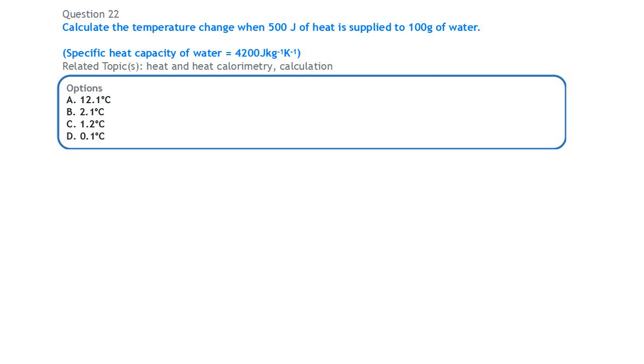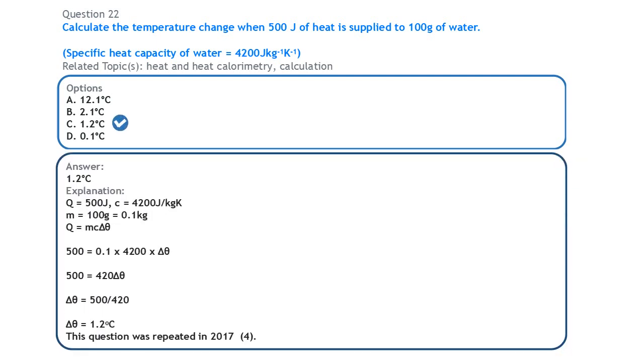Next, on calorimetry: calculate the temperature change when 500 joules of heat is applied to 100 grams of water. We have the specific heat capacity of water as 4200 joules per kilogram per Kelvin. Alright, we say that the quantity of heat supplied is equal to the mass of the body to which it is supplied times its specific heat capacity times the change in its temperature. Now here they gave us that the quantity of heat that is supplied is 500 joules, and the mass of the body is 100 gram. However, if you look at the unit for specific heat capacity, we have joules per kilogram per Kelvin, and this one is given in gram.